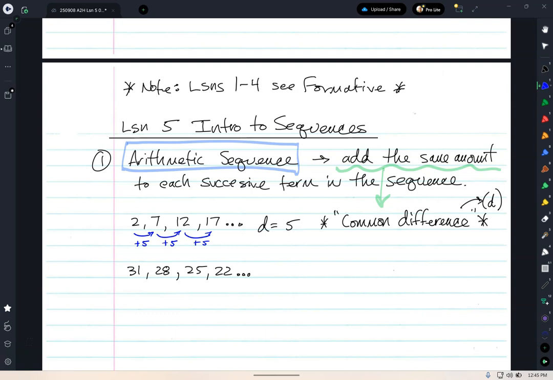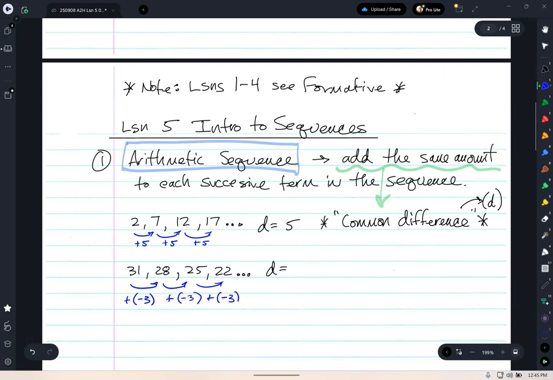Okay? So when we write our D term, we have to write that as what amount is being added. So when we indicate this change here, what we're really doing is we're adding -3. Did you see that? We're adding -3. So that makes our common difference term, our D term, -3. You see how that works? It's not a subtraction. It's an addition of a negative.